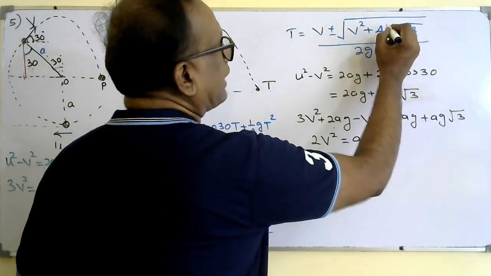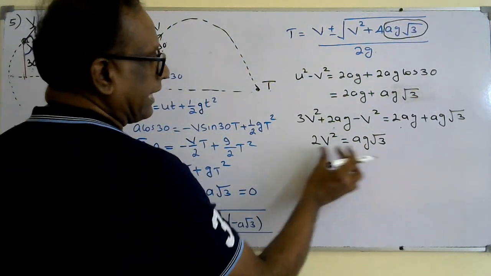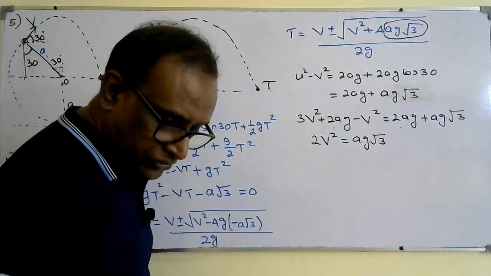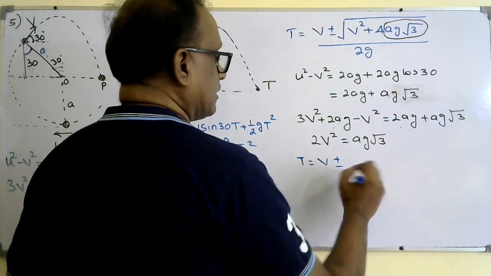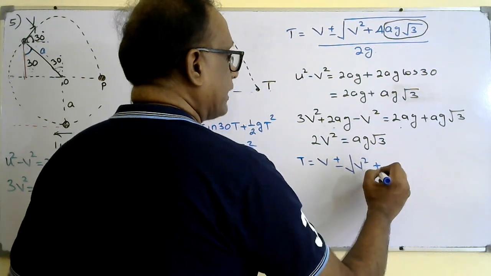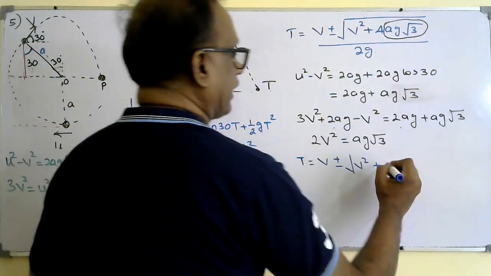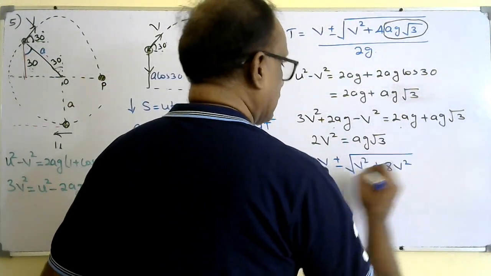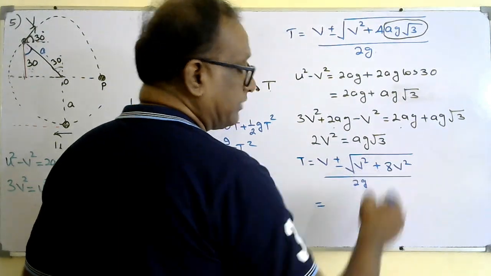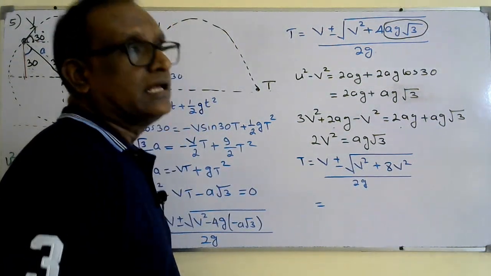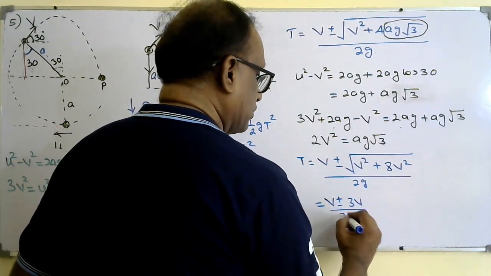Okay, so you can see that ag root 3 is there. Instead of ag root 3, I can put 2v squared in that case. So we will continue that equation. So t is equal to v plus or minus square root of v squared plus, instead of ag root 3, I'll substitute 2v squared. So 2v squared into 4, 8v squared. Now we are getting very simple format over 2g. So that is v plus or minus square root of v squared plus 8v squared, 9v squared, square root of 9v squared, that is 3v, is it? v plus or minus 3v over 2g.